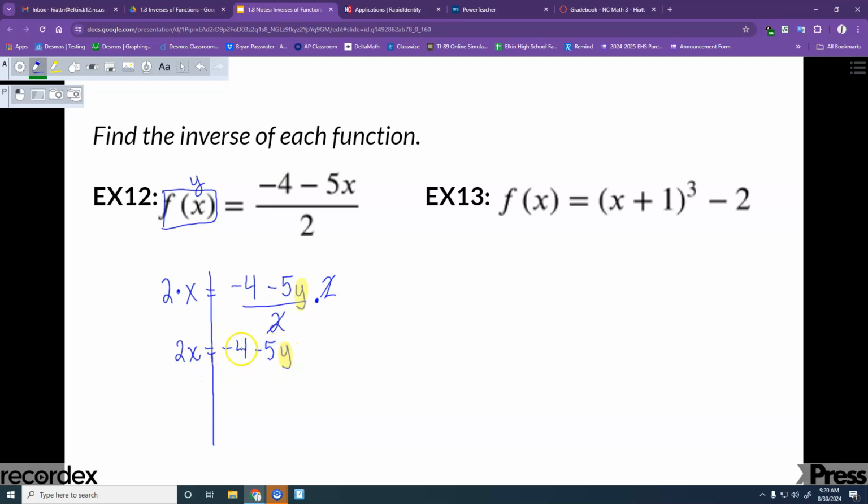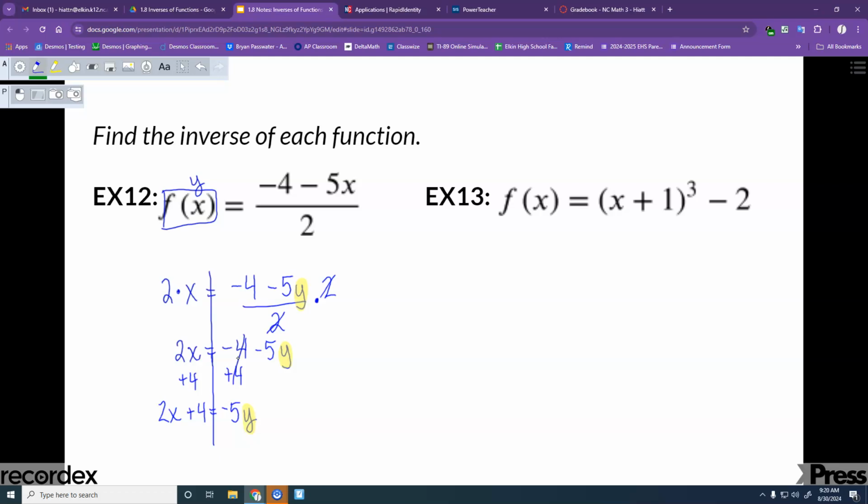We got to get rid of that negative 4. How would we get rid of that negative 4, Jasper? Okay, what's the opposite of a negative 4? Positive 4. So we are going to add 4 and add 4 right here. So I've got 2x plus 4 equals negative 5y. All right, we're almost there. Again, 2x plus 4. I didn't add those together because the 4 doesn't have an x. Can't put those together.